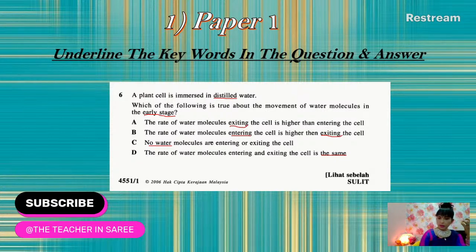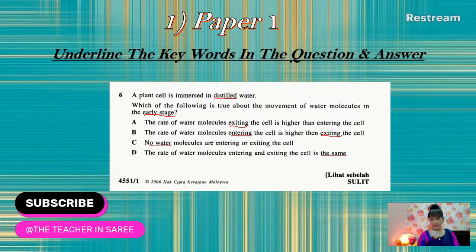Okay. So in bio, sometimes you may have all the correct answers. All four might be a correct answer. Sometimes it is your task to find the best answer. Okay, so no water molecules entering. This is wrong. And the rate of water molecules entering and exiting is the same. So this only can be achieved once you have reached equilibrium. So obviously B is the best answer.